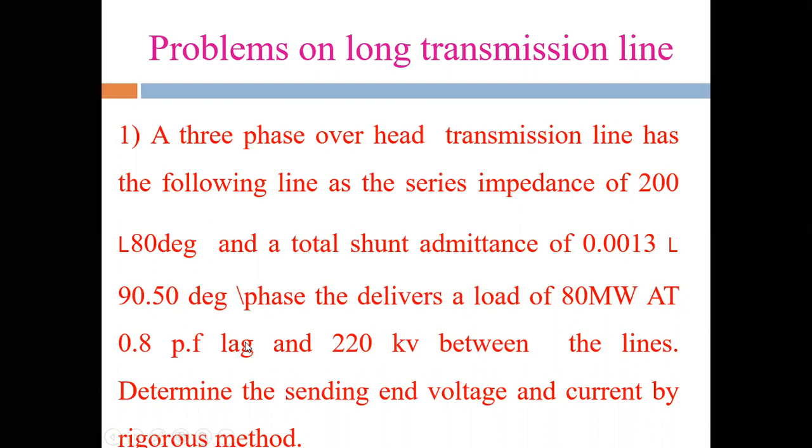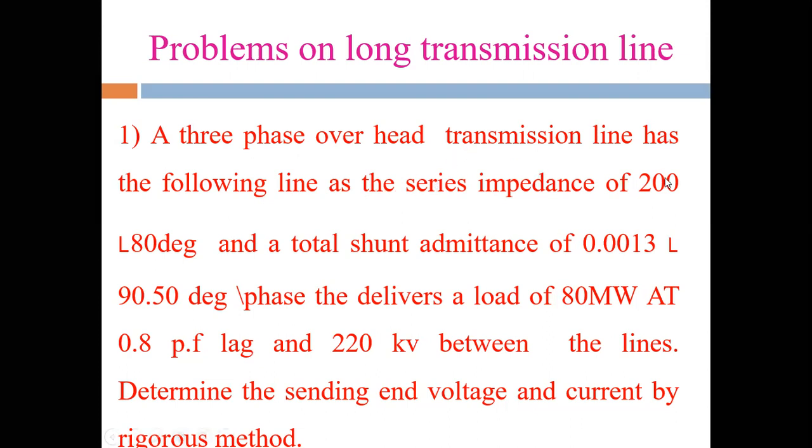Therefore, cos phi r, that is the receiving end power factor, is equal to 0.8. And the receiving end voltage is equal to 220 kilovolts between the lines. Determine the sending end voltage, that means Vs, and also the sending end current Is by using the rigorous method.